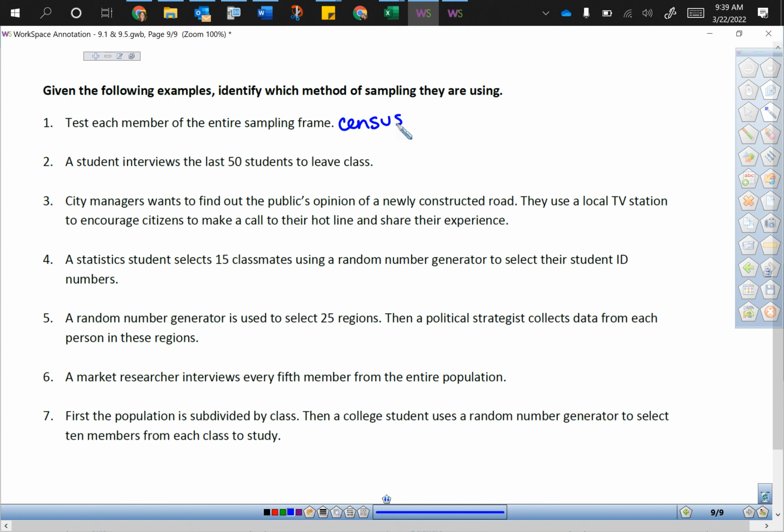Okay, number two, a student interviews the last 50 students to leave class. Convenience. They're just going to stand at the door and let the students pass them. Convenience. Okay. Number three, city managers want to find out the public's opinion of a newly constructed road. They use a local TV station to encourage citizens to make a call to their hotline and share their experience. Voluntary, very good.